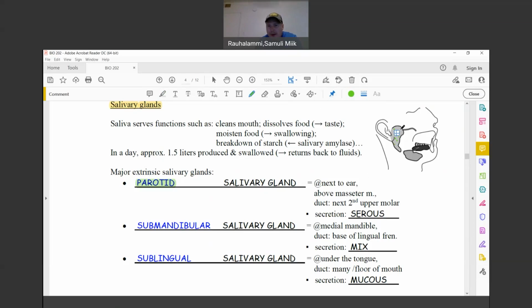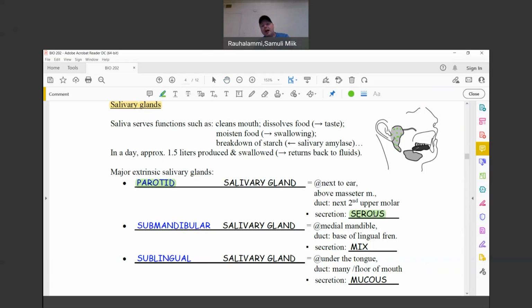And one way I remember it when I studied it for the first time is that what sounds like parotid, I think of pirates. So if you had a pirate who had a parrot sitting on its shoulder, where the parrot would be next to the ear, above the masseter muscle, that's where the parotid salivary gland would be. But we end up seeing that the parotid salivary gland secretes a very serous, so very, very watery secretion.